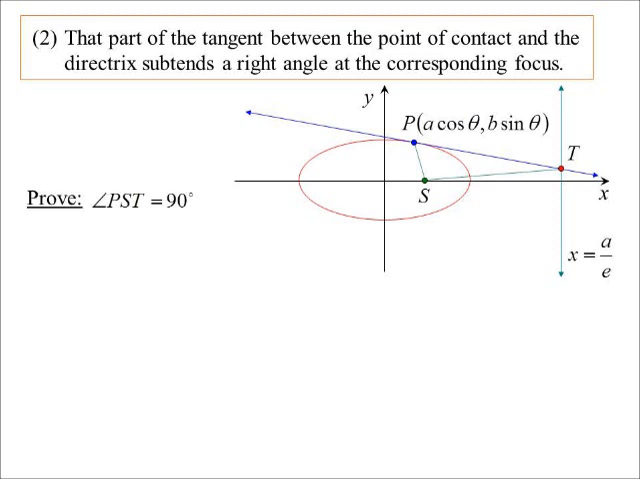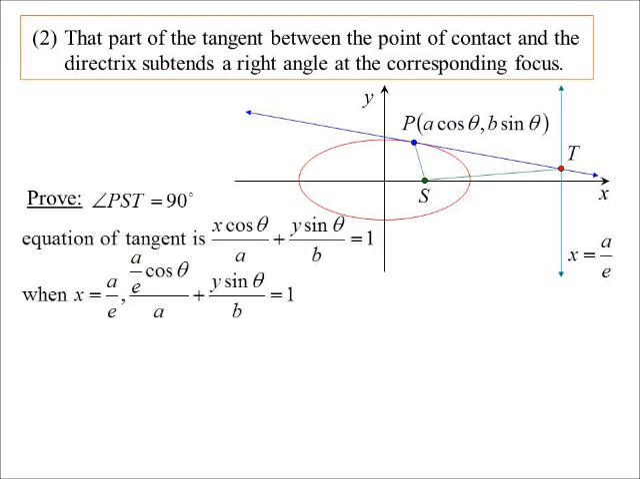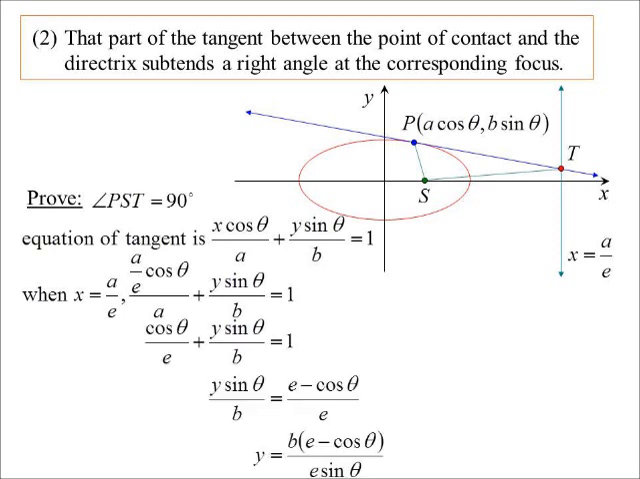All right. Well, we know the equation of the tangent. I've got it in the parametric form: x cos θ/a + y sin θ/b = 1. Now, we want to find the actual coordinates of T. We know its x-coordinate is a/e. So if I substitute that in, I should be able to work out the y value. A little bit of manipulation, we get to this point here.